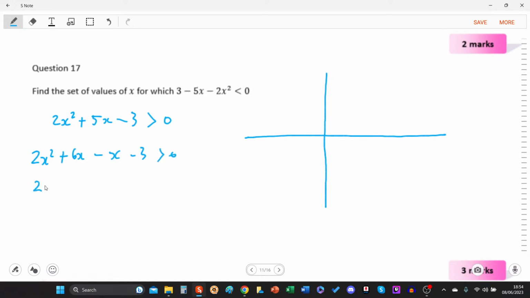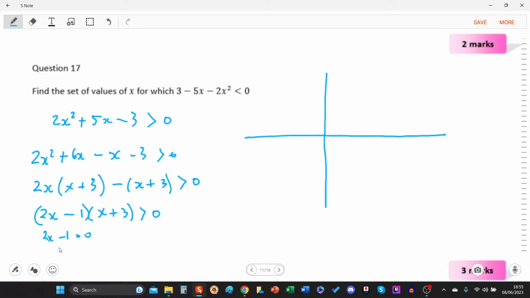Okay, and 2 comes out, x comes out, x plus 3. Yeah, and then we're going to subtract x plus 3. All right, now that's actually a good sign that we have that, because when we have the same bracket, that's probably a good indicator. 2x minus 1 and x plus 3. All right, it's looking more promising. So 2x minus 1 equals 0. We've got x equals a half. And then x plus 3 equals 0. We have x equals -3. So those are our 2 roots.